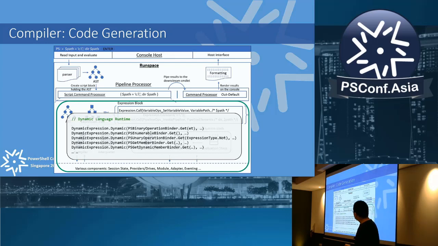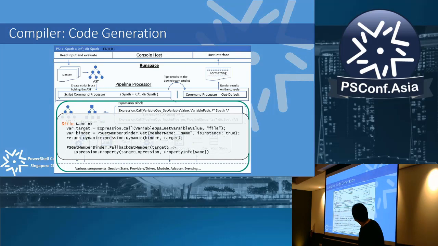One example, let's take the PSGetMemberBinder as an instance. The PSGetMemberBinder has a method named FallbackGetMember, and it's responsible for resolving the member access operation. So whenever you have any member access, say $file.name, it's up to this binder to resolve that into the actual code. Like, what do you mean by $file.name? What's the value of $file? And given the member name, how do I generate the code to actually access this property or field or whatever? So let's look at this $file.name closely.